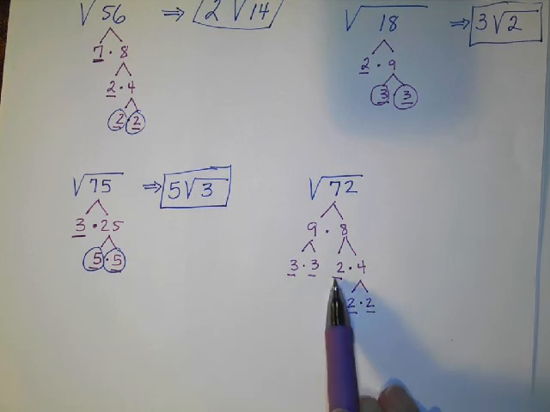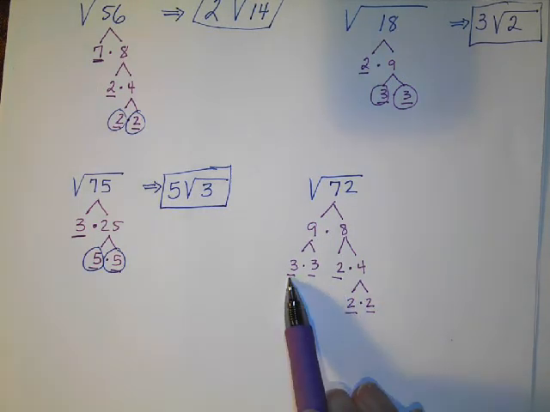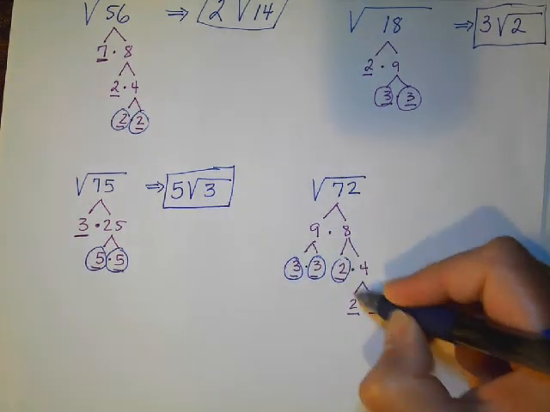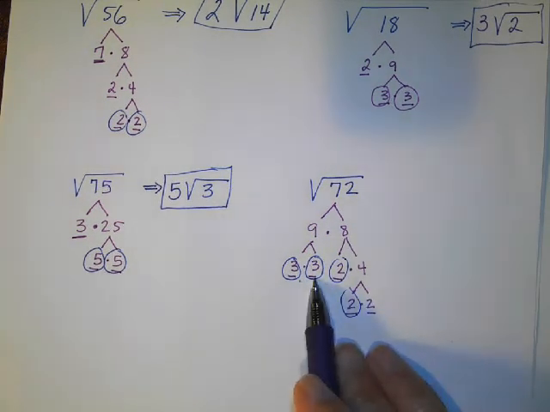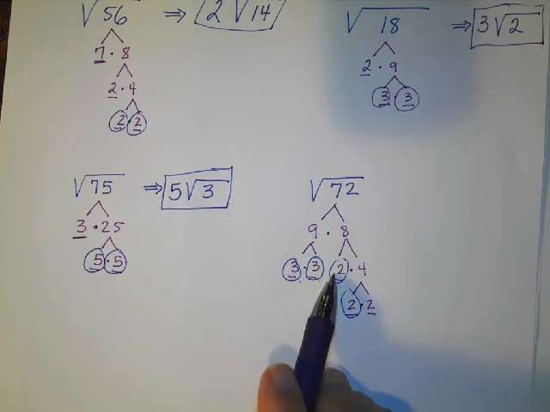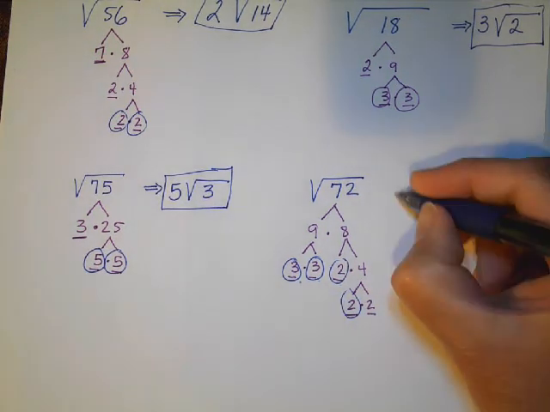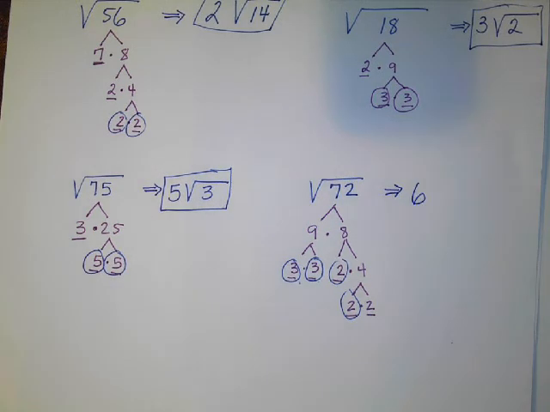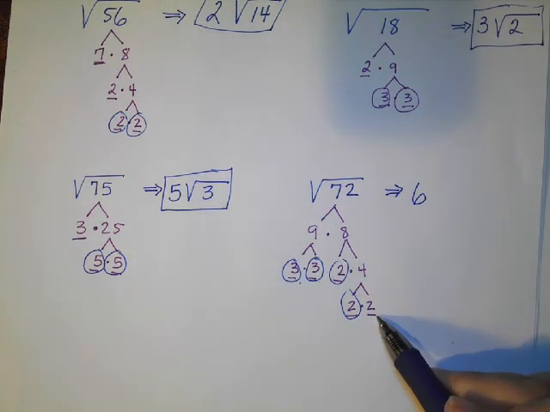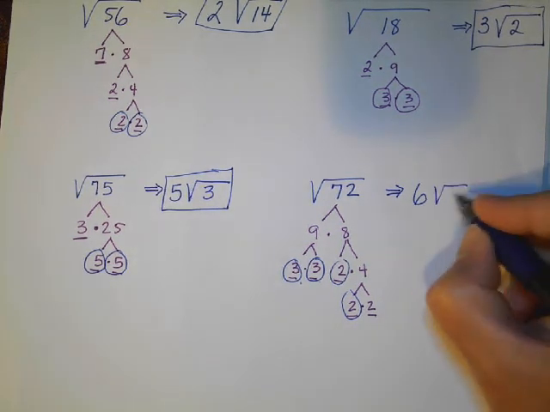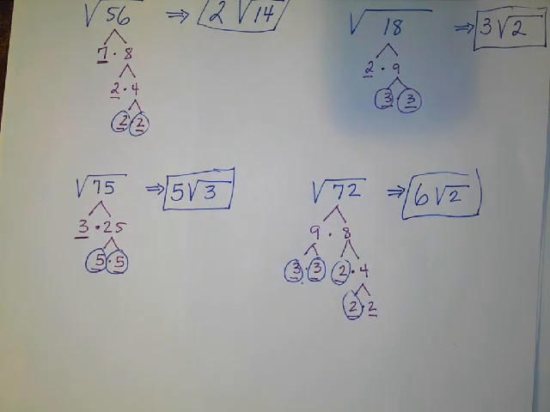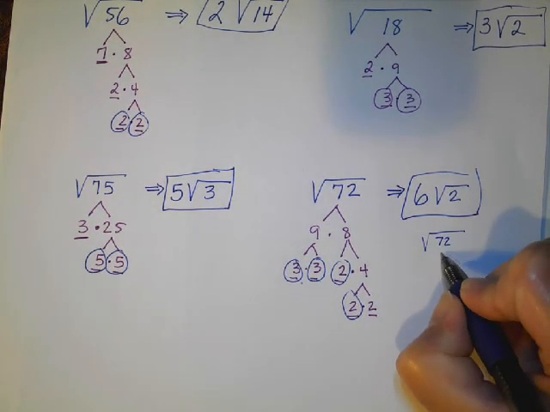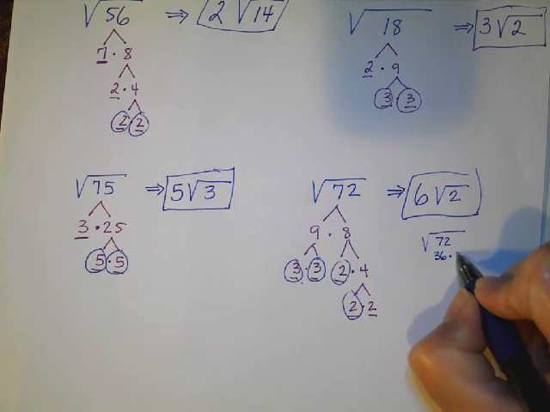So again, the numbers that my eyes are looking at, I'm looking at this 2, this 2, this 2, this 3, and this 3, and I'm looking for pairs of numbers. Well, what's interesting about this is I see two different pairs. I see a pair of 3s, so I know a 3 is going to come out in front. I see a pair of 2s, so I know a 2 is going to come out in front. Well, if a 3 is sitting out there and a 2 is sitting out there, I multiply them together. There's my 6, and then I have a single 2. He didn't pair up with anybody. He has to stay inside. 6 square root 2.